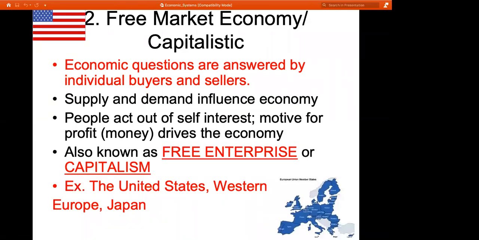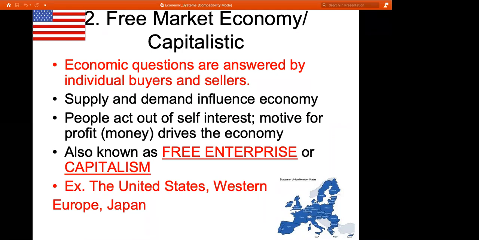The next to come is the market economy or capitalistic economy. The key proponents of this type of economic system are Adam Smith and the classical economists. Economic questions are answered by individual buyers and sellers. Supply and demand influence the economy. People act out of self-interest. The motive for profit is the highlight of the free market or capitalistic economy, which is also known as free enterprise or capitalism.